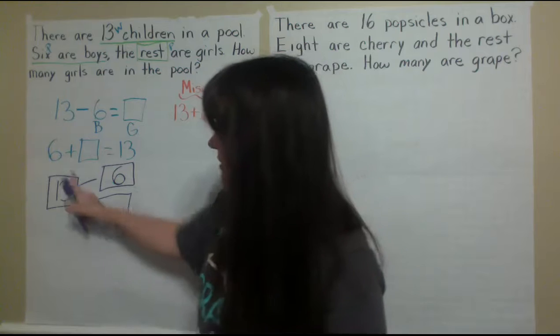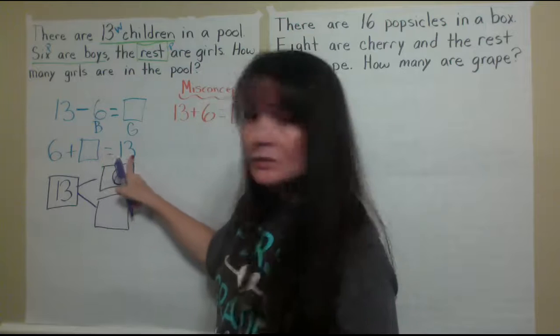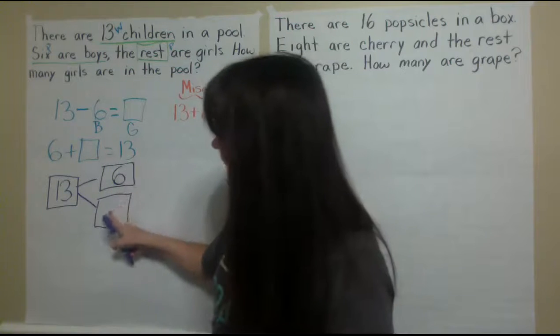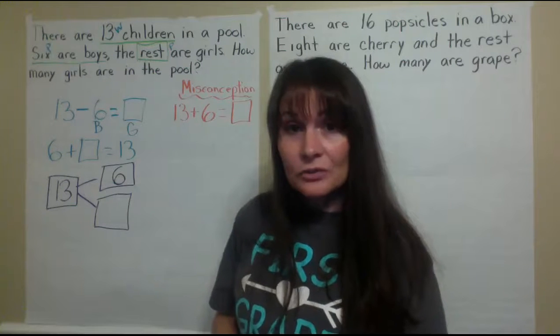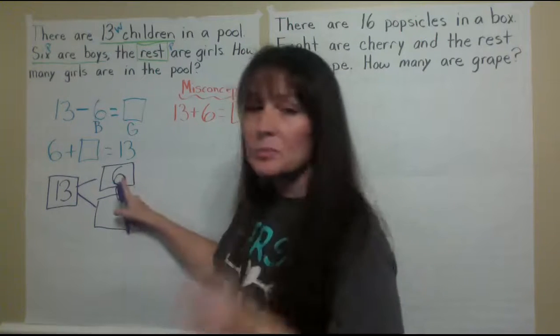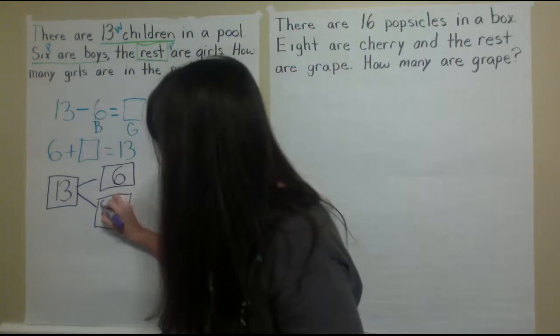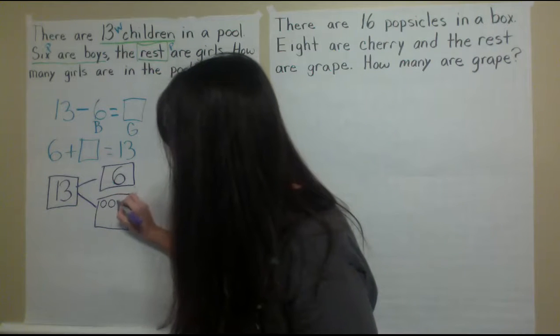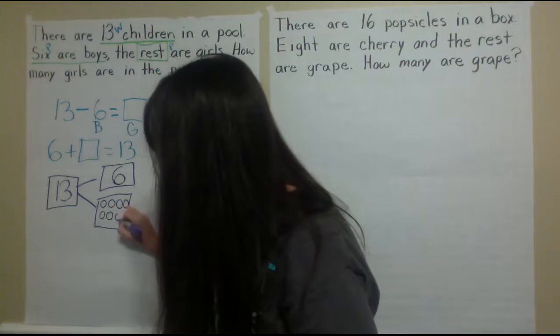I'm going to use this strategy. 6 plus something equals 13. So if I had 6, I'm going to count on until I get to 13. Let's put 6 in our head. 6, 7, 8, 9, 10, 11, 12, 13.